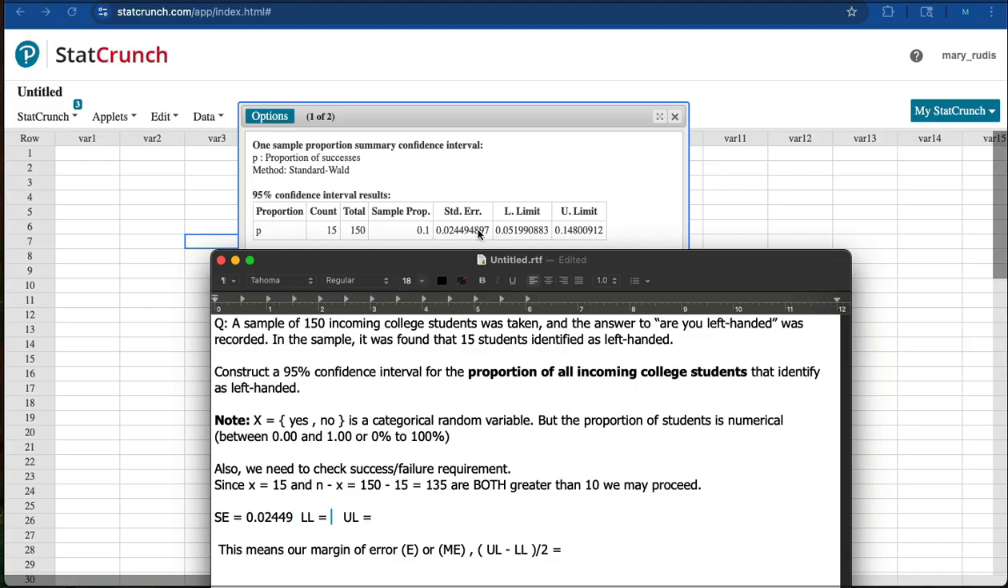And I'm just writing that down because that is the standard deviation for my p hat. So depending on what I'm going to be asked next, I may need that information.